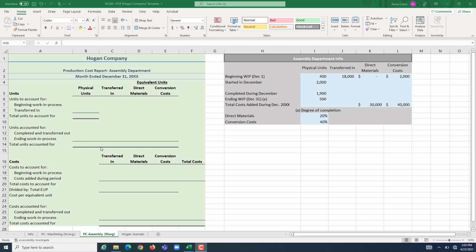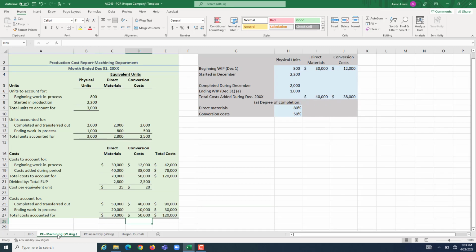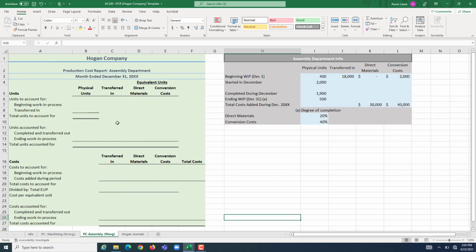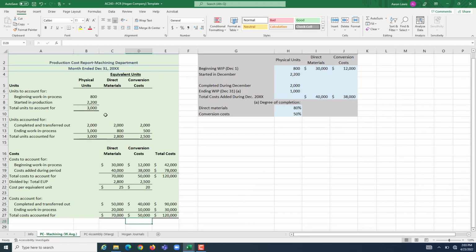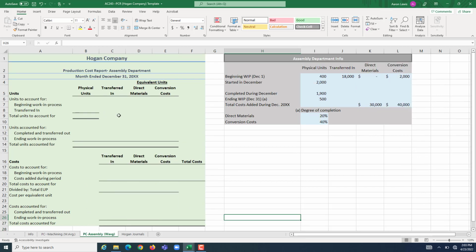The PCR looks exactly the same as the one that we did for machining, with one exception: we have a new column called transferred in. Machining was the first phase of production, therefore they couldn't have any cost transferred in. This is where these gonculators originated from. It's the first step in the production process. However, the assembly department is not the first step, it's the second step, and in our case the last step, because we're only a two-step process.